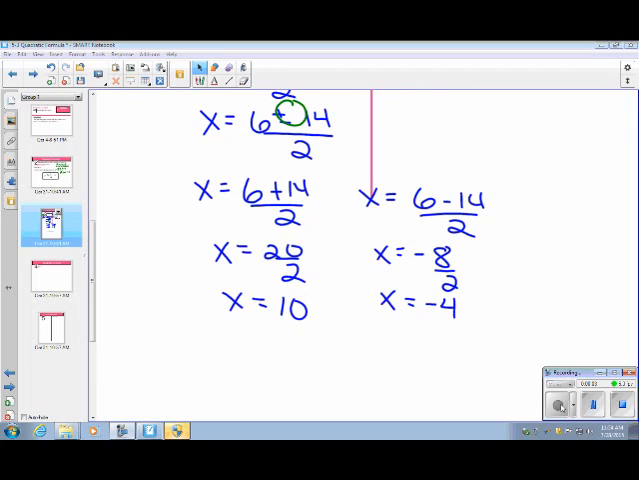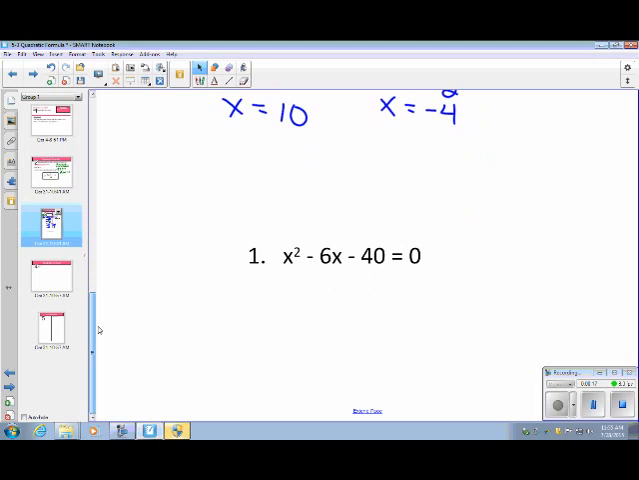Okay, so I just wanted to go over our roots. We got x equals 10 and x equals negative 4. When you use the quadratic formula and you come up with your rational answers, it means that the original quadratic equation was actually factorable. So what I did here is I copied down the equation once again, and we're going to solve it using the factoring method.